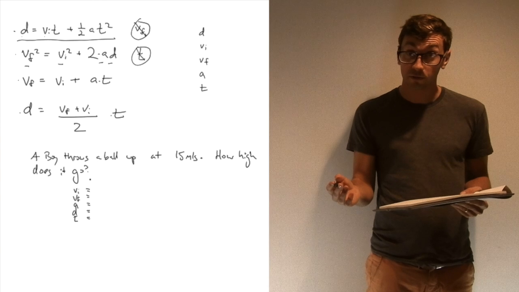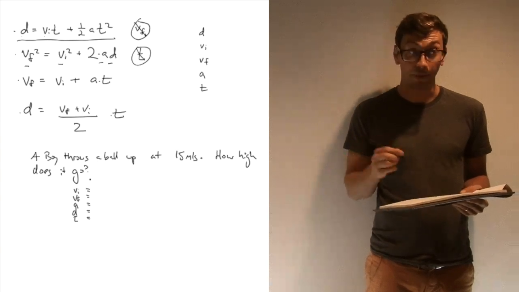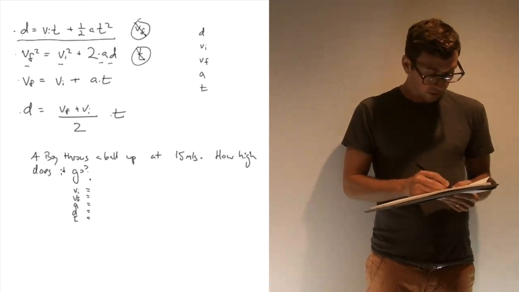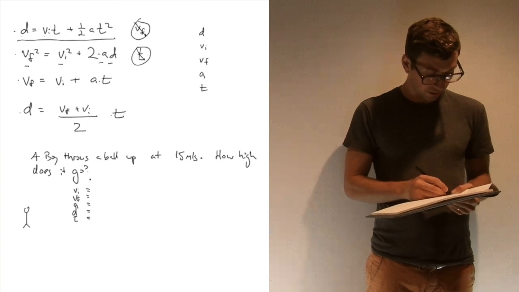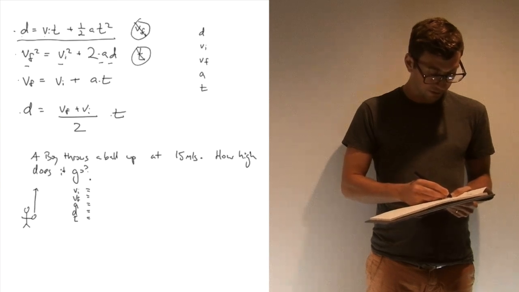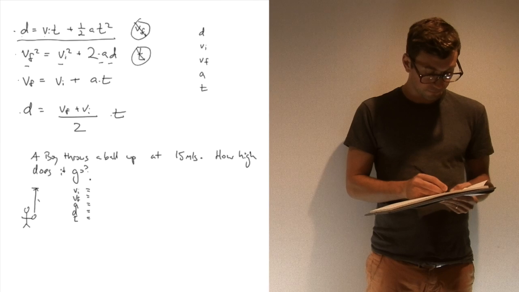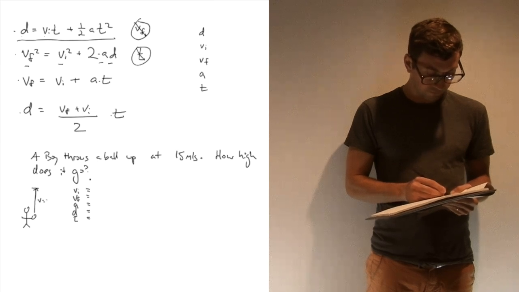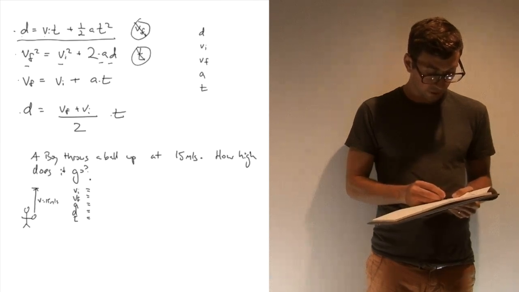When we're doing physics questions, it's always good to start with a picture. So there is a boy and he has a ball and he throws it upwards like that. And the question is, how high does it go? It's being thrown upwards at 15 meters per second.